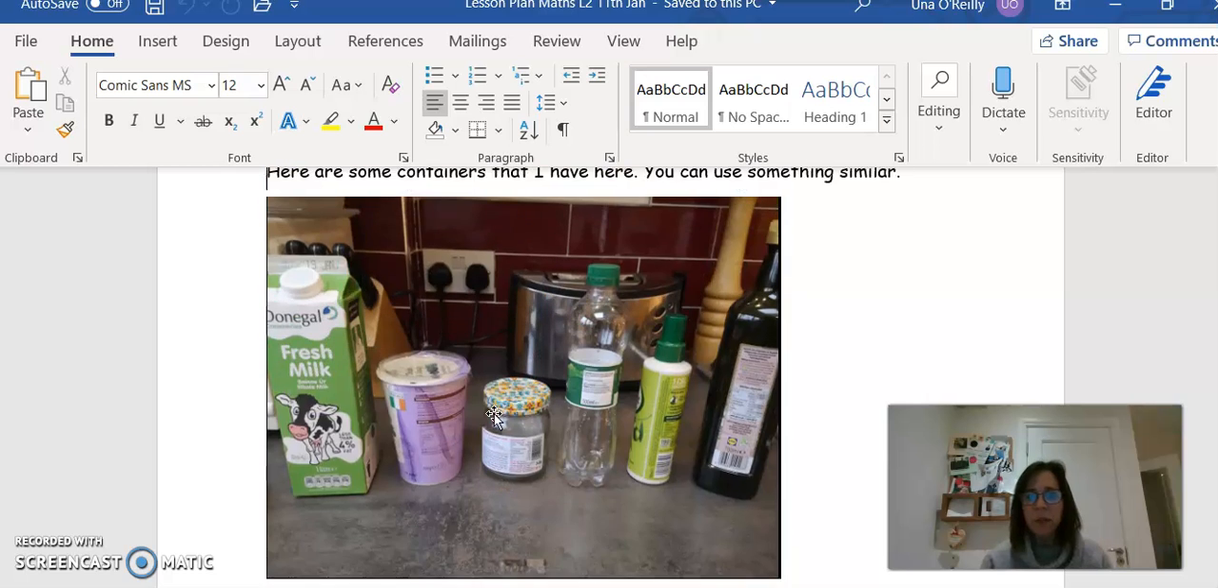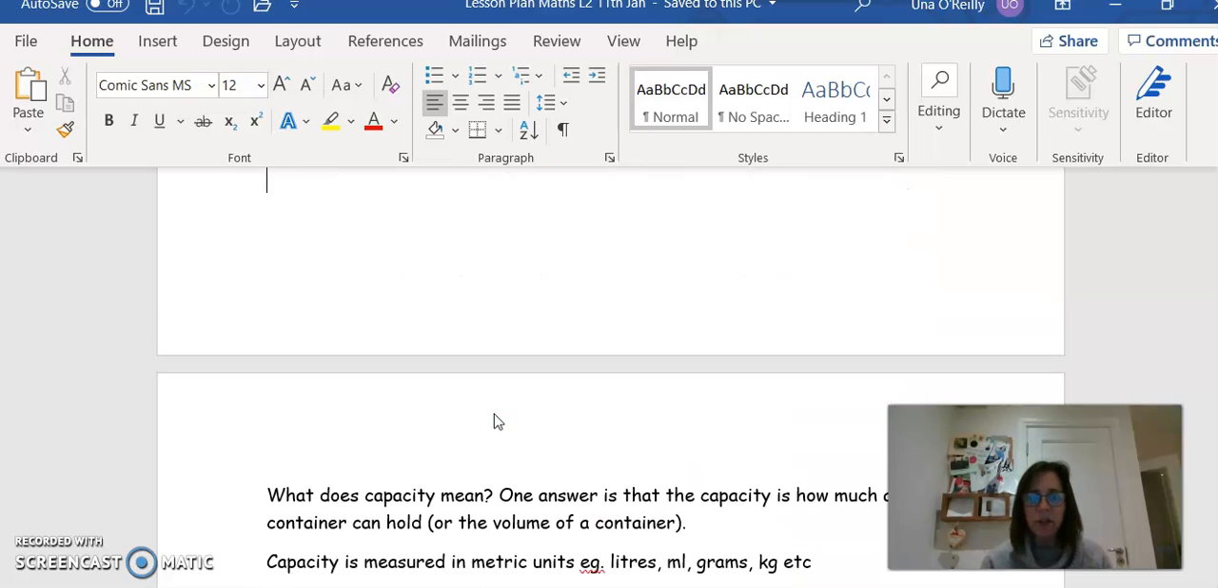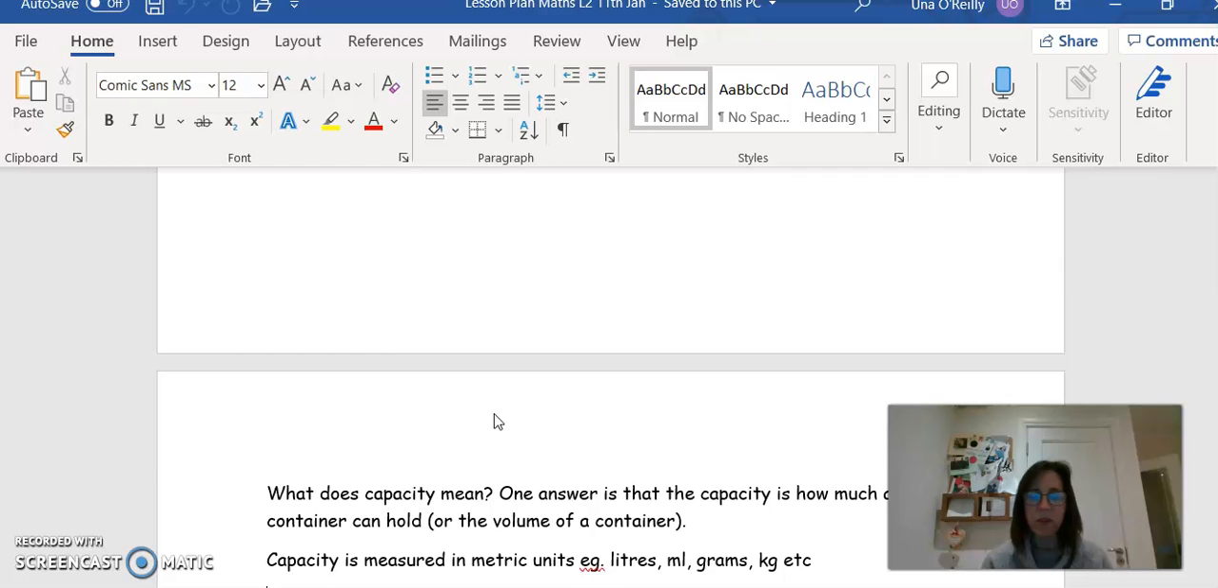Okay, now I do want to mention very briefly capacity. I've sent you a couple of worksheets on this as well. What does capacity mean?